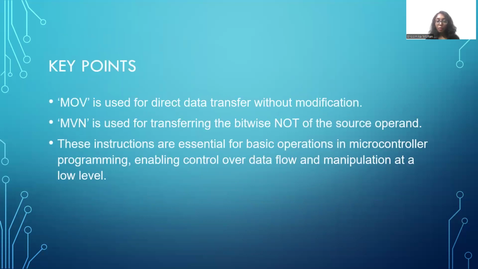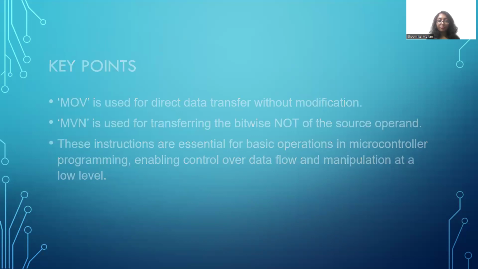So coming to the key points of this video, MOV is used for direct data transfer without modification and MVN is used for transferring the bitwise NOT of the source operand. These instructions are essential for basic operations in microcontroller programming, enabling control over data flow and manipulation at a lower level.